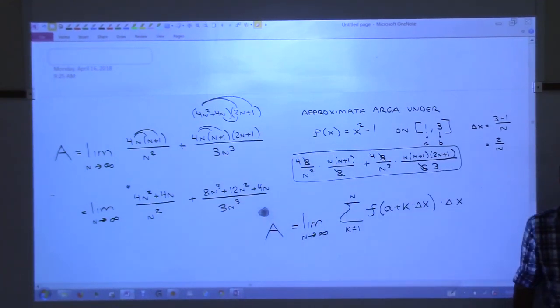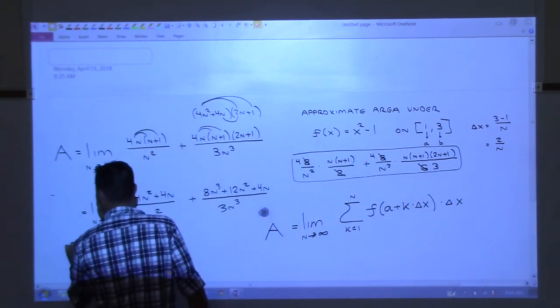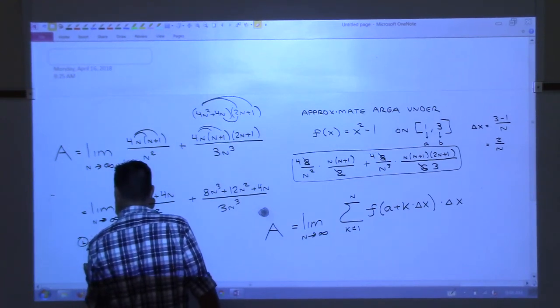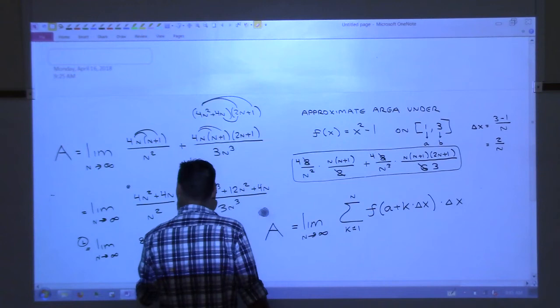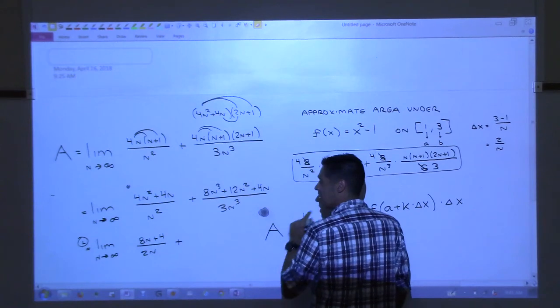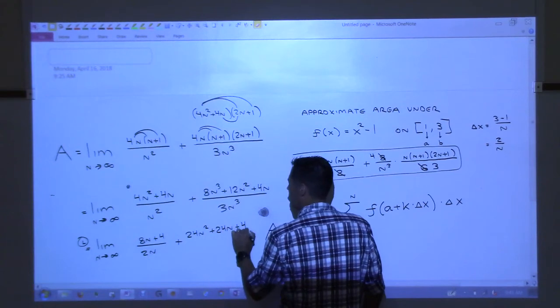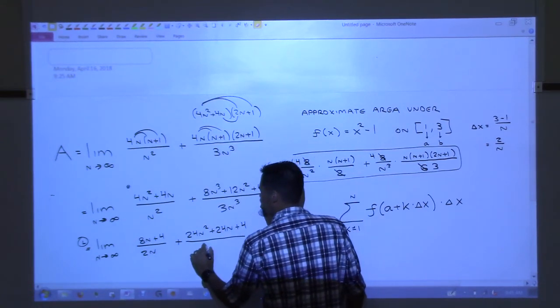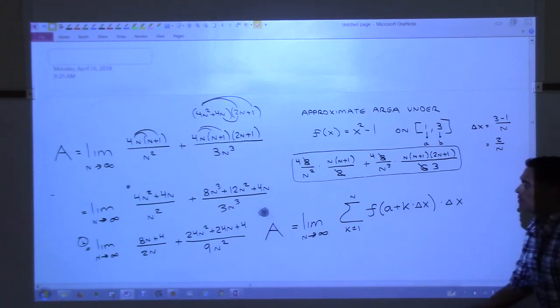Now I'm ready for L'Hopital, because now I don't mind taking derivatives of tops and bottoms anymore. So the next step by L'Hopital's rule is the limit as n goes to infinity. What's the derivative of the top here? 8n plus 4. And the derivative of the bottom, 2n. Over here, derivative of the top, 24n squared plus 24n plus 4. Derivative of the bottom is 3 times 3, 9, right? 9n squared. Okay. Next.